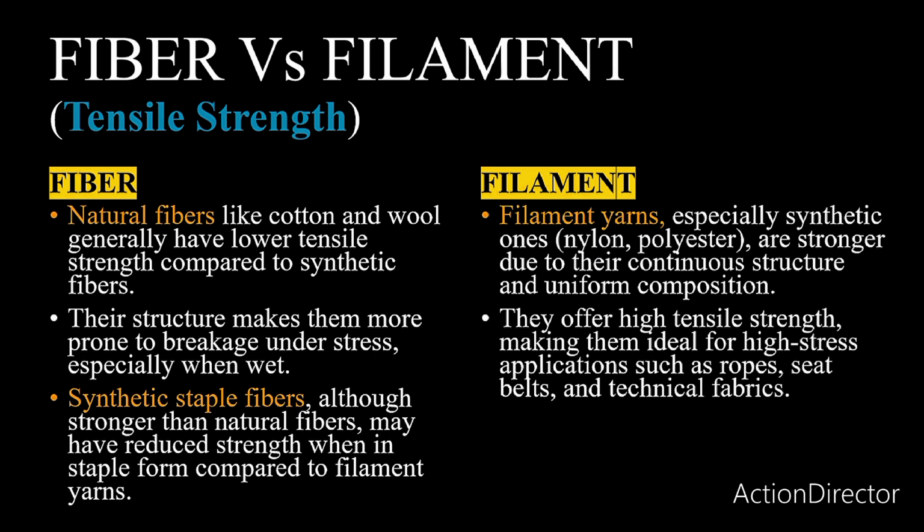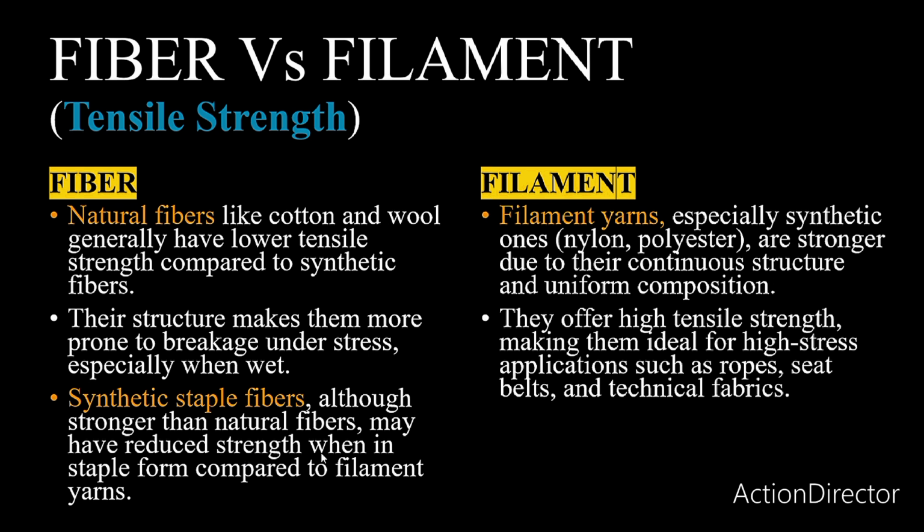Next, we will discuss the tensile strength. Natural fibers like cotton and wool generally have lower tensile strength compared to synthetic fibers. Their structure makes them more prone to breakage under stress, especially when wet. Synthetic fibers are stronger than natural, but may have reduced strength when in staple form compared to filament yarn.